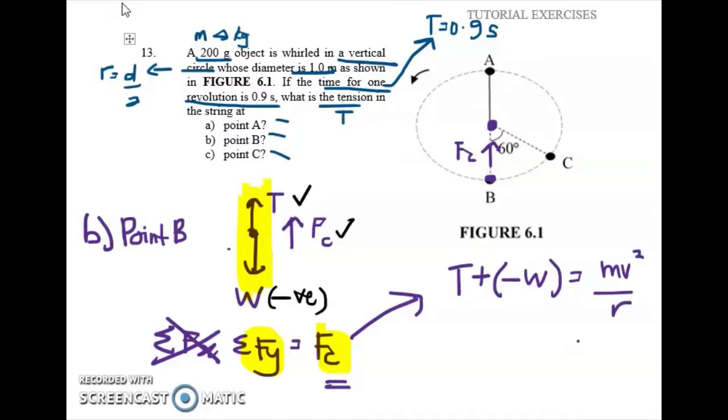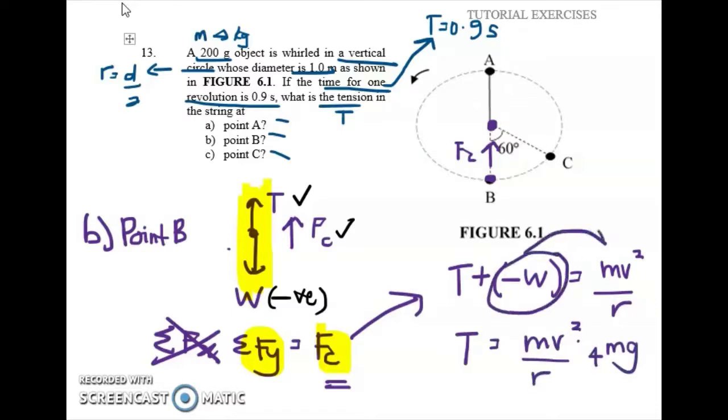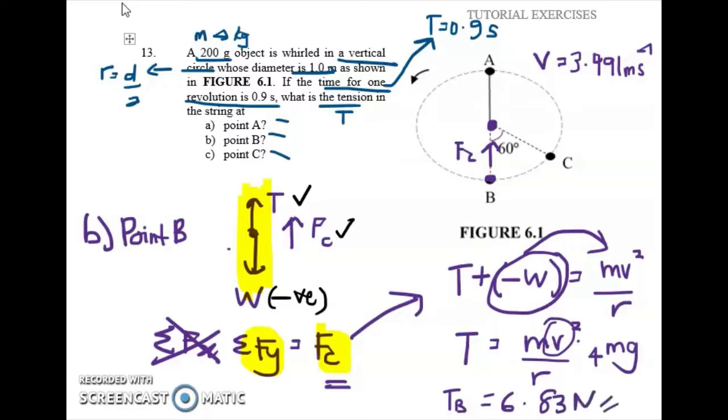So if you want to find T, just rearrange so that it is mv squared over r plus mg. V you already calculated in the first part, which is equal to 3.491. Just plug in here, and you will get the value for tension at point B equals 6.83 Newton.